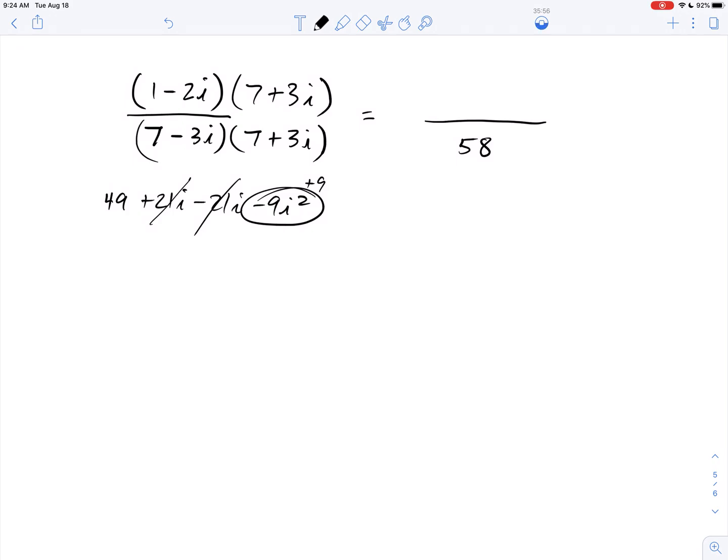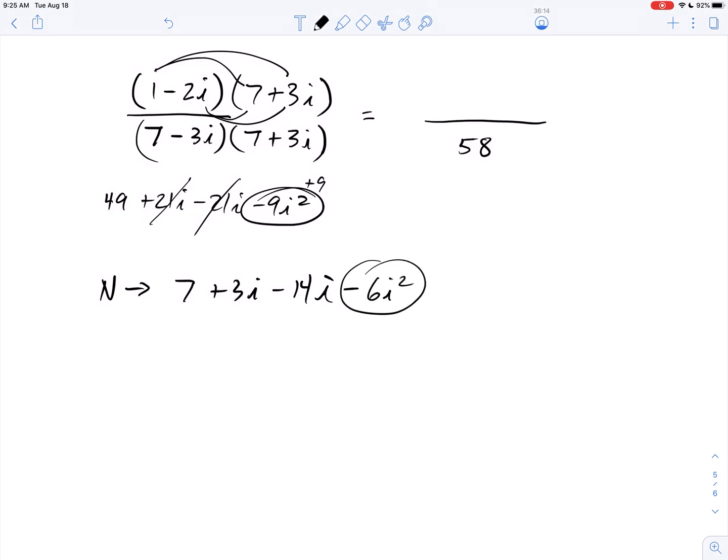Then, in the top, we got to FOIL it. So in the numerator, if I FOIL it, I get 7 plus 3i, right? Then I'm going to do this and this. So I'm going to get negative 14i minus 6i squared. That's fancy talk for plus 6. So 7 and 6 is 13. 3i take away 14i is negative 11i.